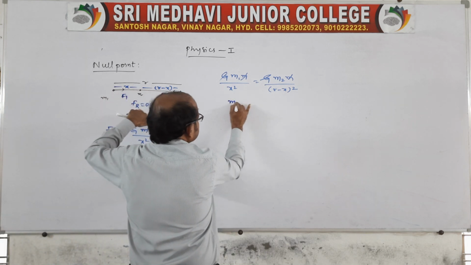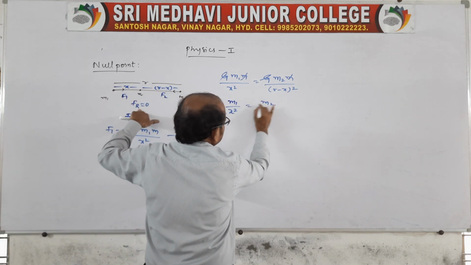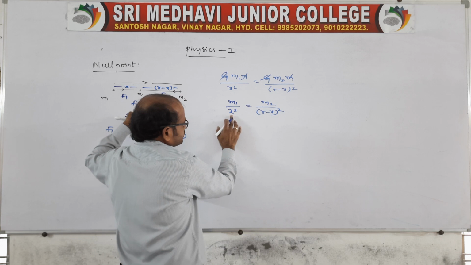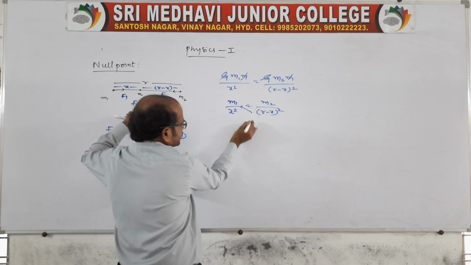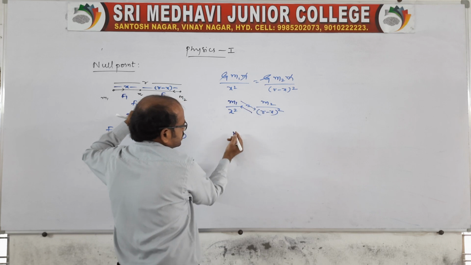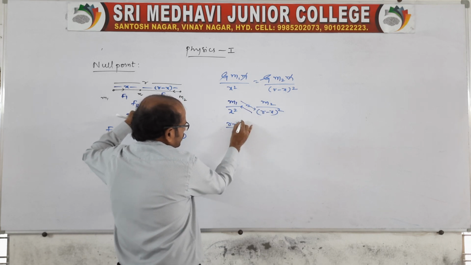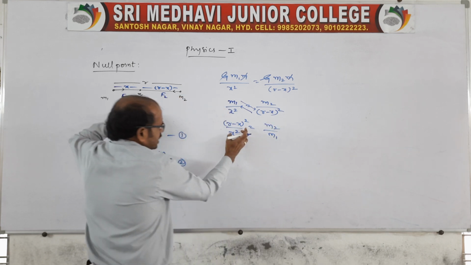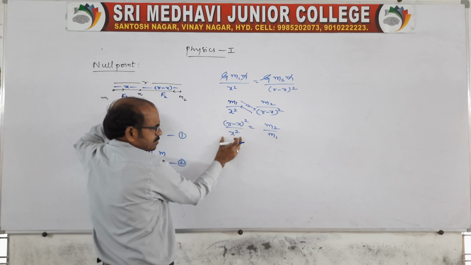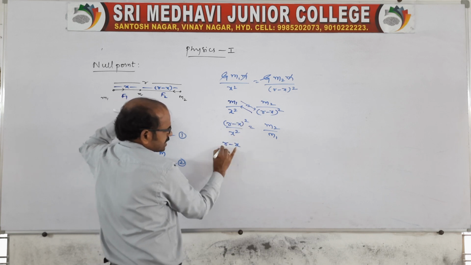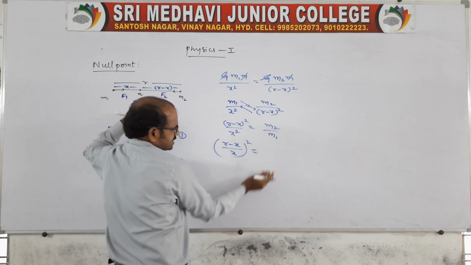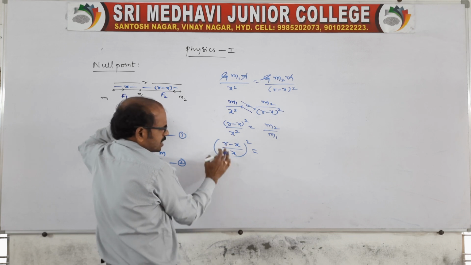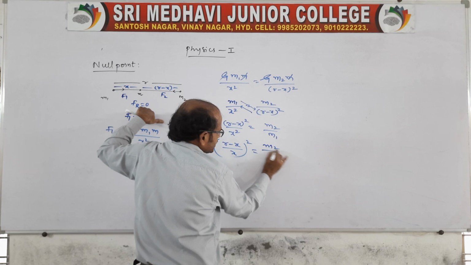Now M1 by x square is equal to M2 by r minus x whole square. Now cross multiply, because we should get the x value. Then on this side, r minus x whole square by x square is equal to M2 by M1. We can write together like this: r minus x by x, whole square, equals M2 by M1.